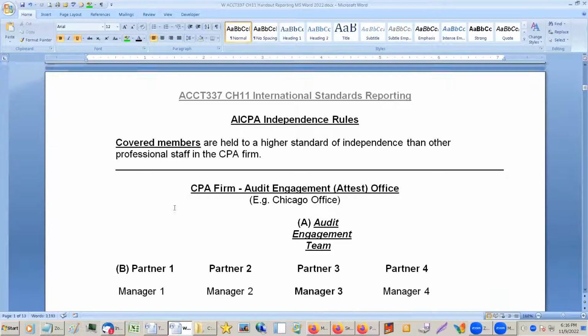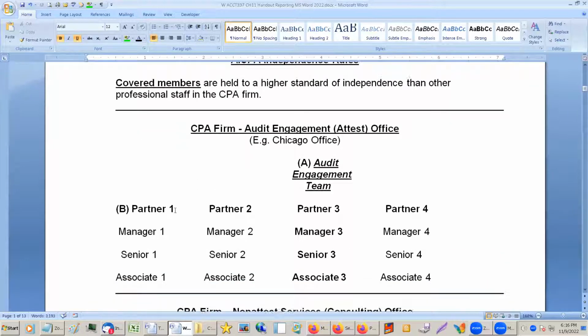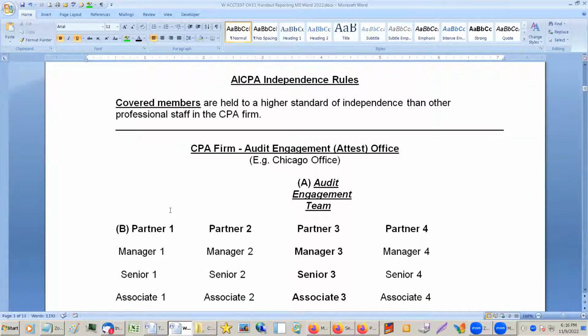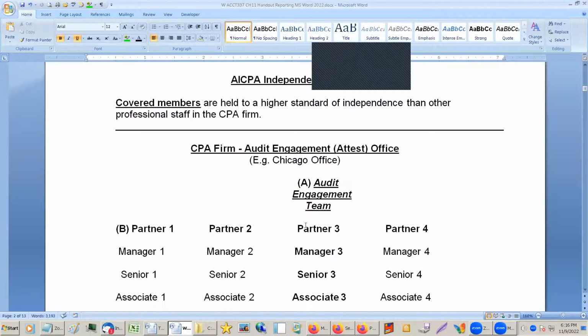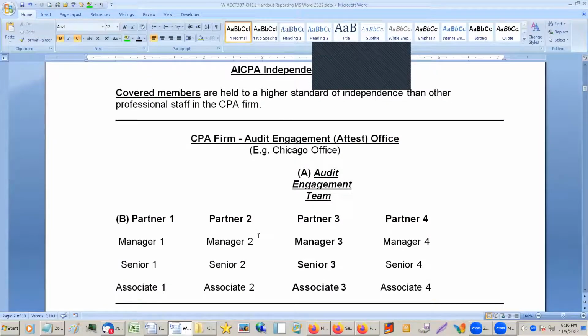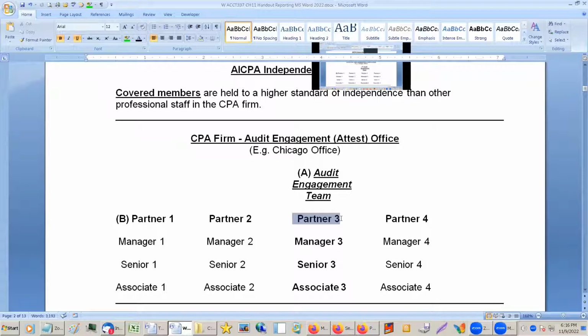Okay. Now, these independence rules, I should probably go into a little bit about the CPA firms, how they're organized according to the AICPA. We can do it on the sheet here. This is the kind of ladder that you'll have for a CPA firm.